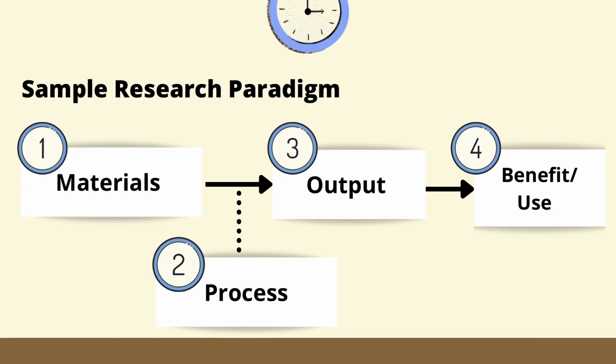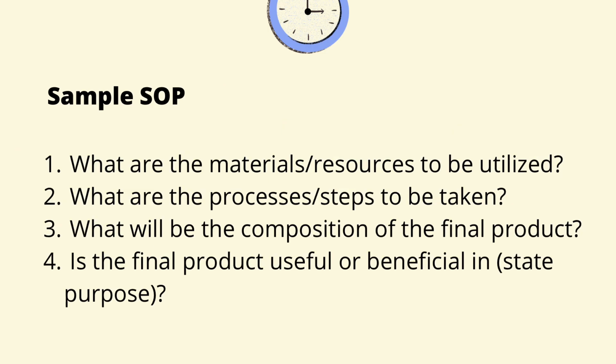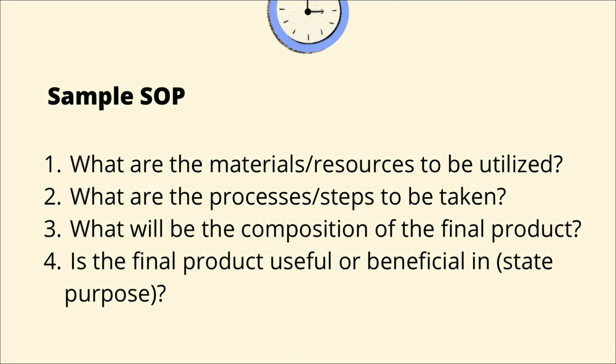So if we go back to your research paradigm, we can see these numbers. The materials is number 1, process is number 2, output is number 3, and last or number 4 is the benefit or use. When we translate that into statement forms for the statement of the problem, we can write down, for example: number 1, what are the materials or resources to be utilized? Number 2, what are the processes or steps to be taken? Number 3, what will be the composition of the final product? And lastly, is the final product useful or beneficial? And state, what is the purpose of your study?